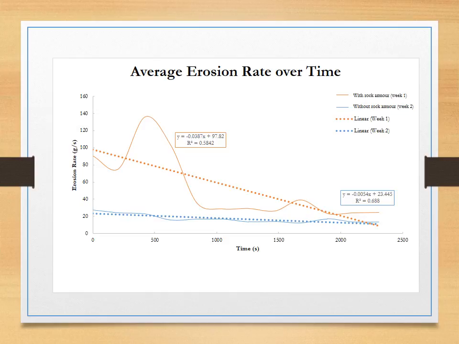By large, we notice that the rate of soil erosion without rock armoring decreases over time, whereas those with rock armor remain at a relatively constant rate.